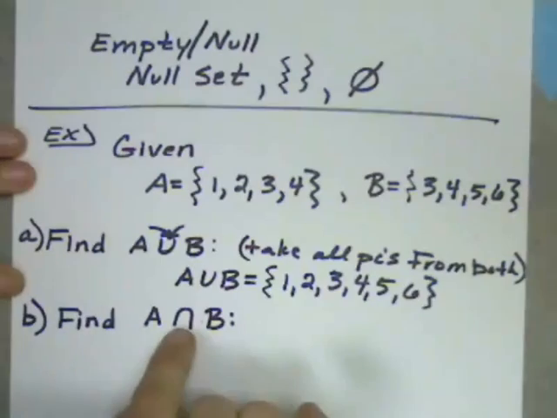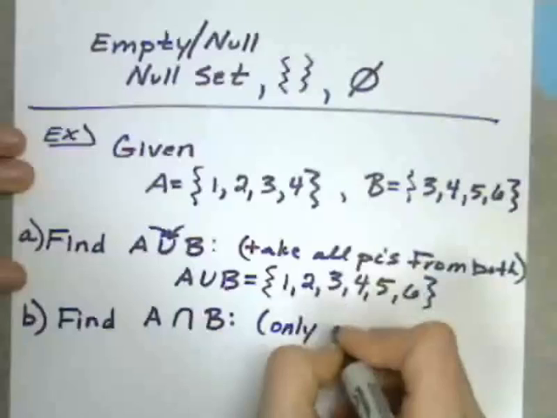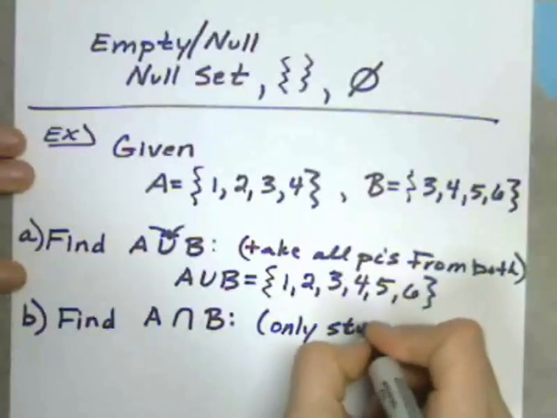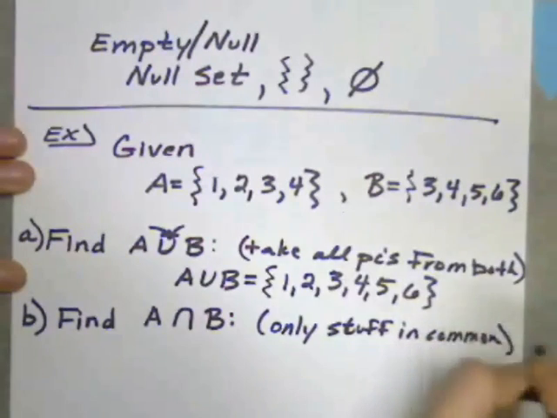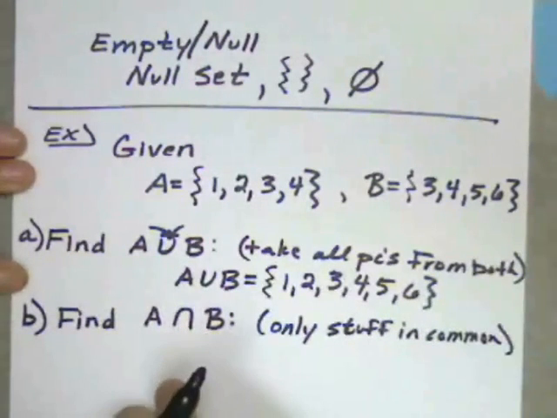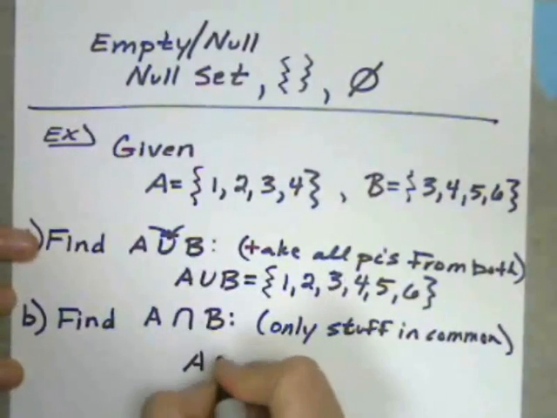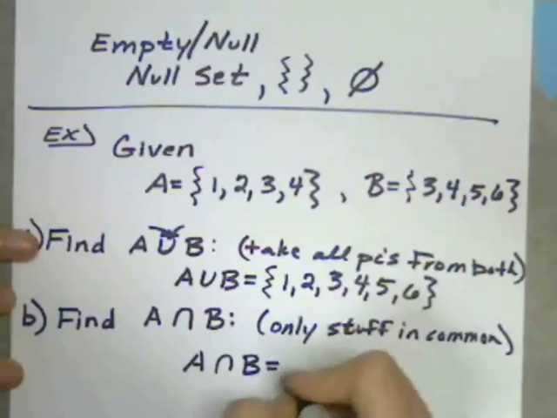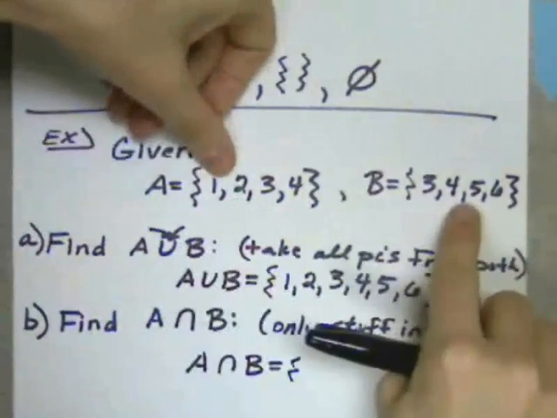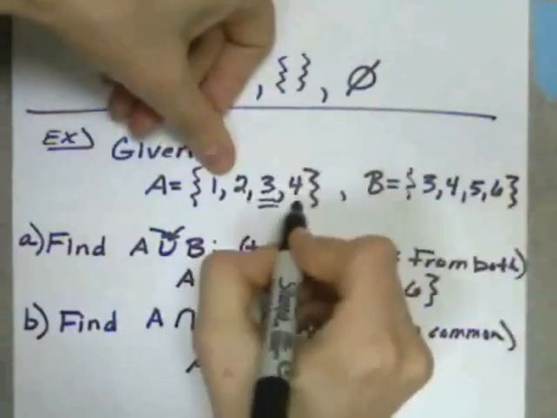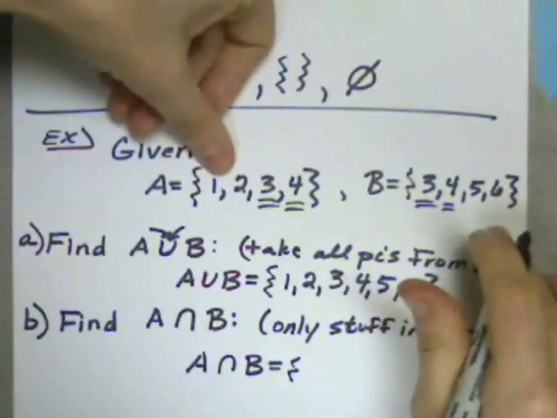Okay, so now you're looking for what's in common, right? Only stuff in common. Because remember, this thing is upside down, it's going to dump out anything that doesn't match. So A intersect B. Let's see, I have a 1 and 2 that's not in B, and a 5 and 6 that doesn't match, but I do have these that match, right? 3 and 4 is in both. So that's what's in common, 3 and 4.